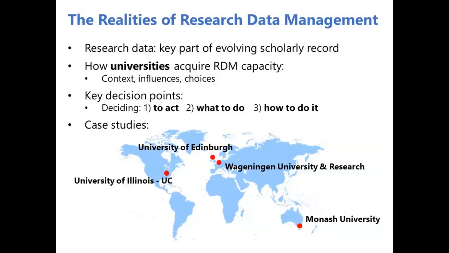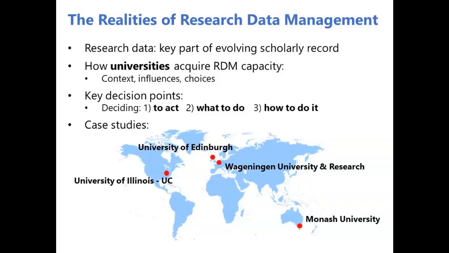So our focus is on three major decision points that universities face in acquiring RDM capacity. Deciding to act, in other words, the incentives to build or acquire RDM capacity. Deciding what to do, scoping out a bundle of RDM services, and then deciding how to do it. So for example, deciding which services will be built locally and which will be externalized to an outside provider.